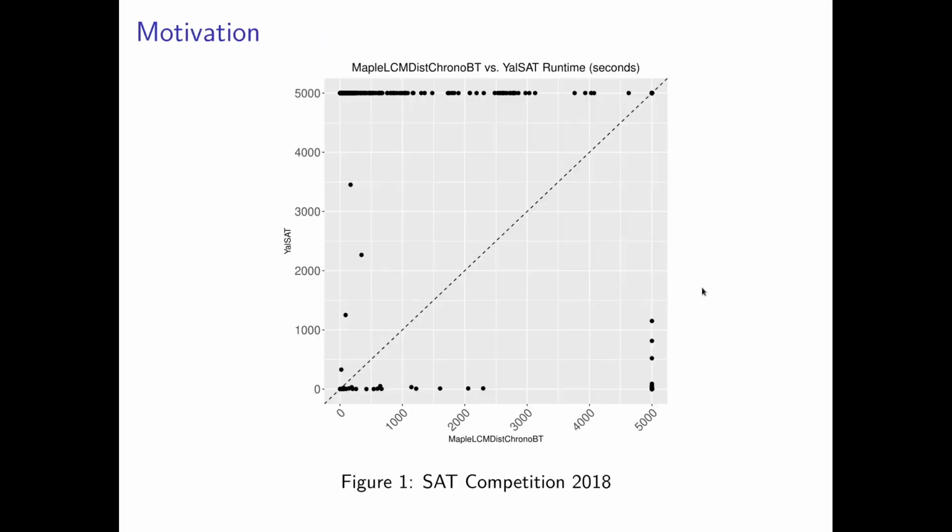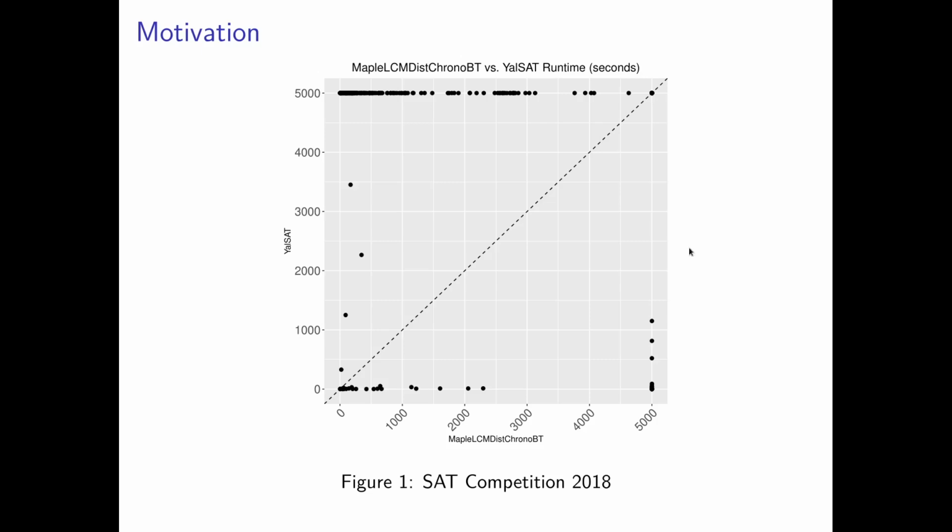To motivate it even further, here's a chart that I made from the SAT competition of the year 2018. On the x-axis, there's the solver that won the competition, and the y-axis is the solver that performed the worst. The dots are the SAT instances that were run on both of the solvers, and the diagonal line is the line of equal performance. What that means is if an instance is close to the diagonal line, both solvers performed equally on that particular problem instance.